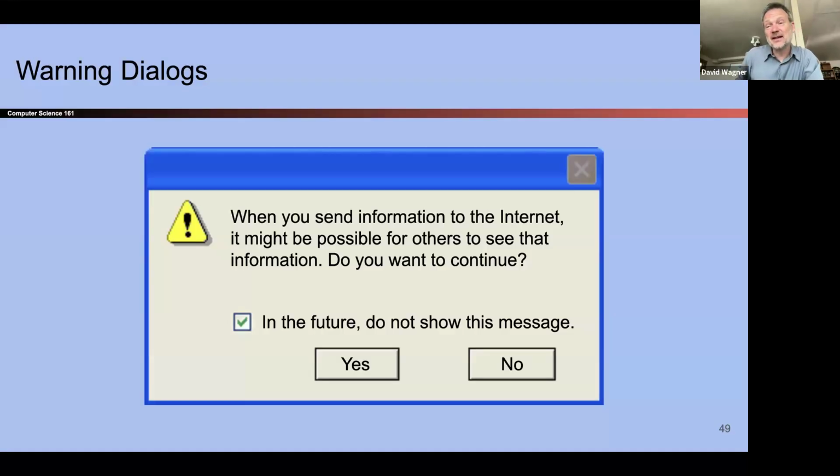But the biggest reason is because it is ridiculously annoying to have dialog boxes popping up all the time, and it's not actually helpful.